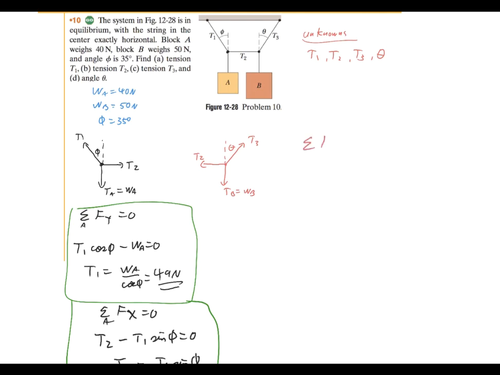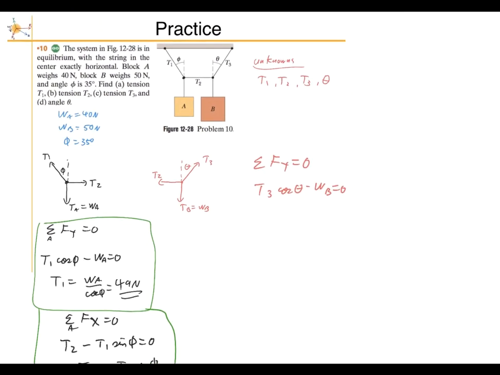We can do the sum of the forces in the y direction equals 0. So it's going to be T3 cosine theta minus the weight, or minus the tension B, which is weight B, equals 0. So that's one of them. But there's also the sum of the forces in the x direction equals 0, which is T3 sine theta, and that's going to be minus, because that one's negative, plus T2 equals 0.